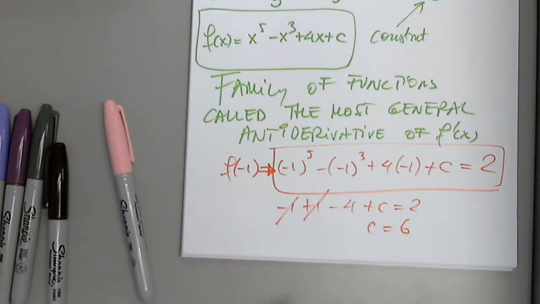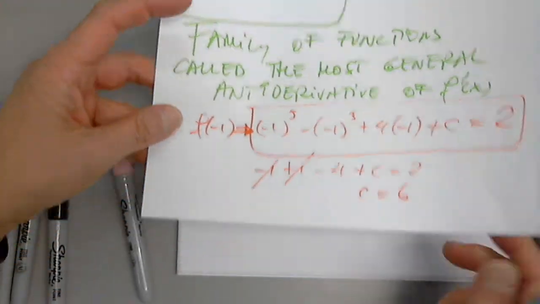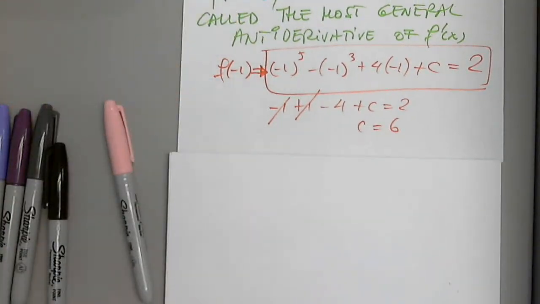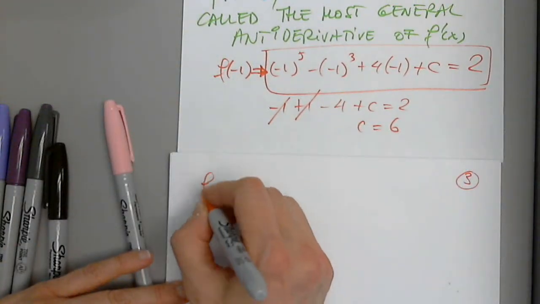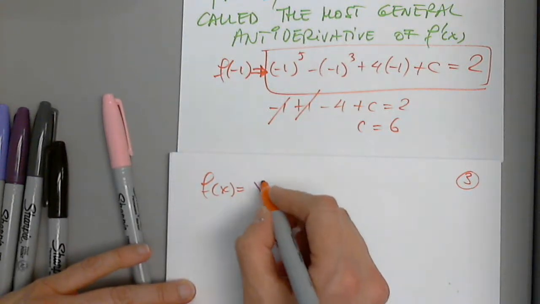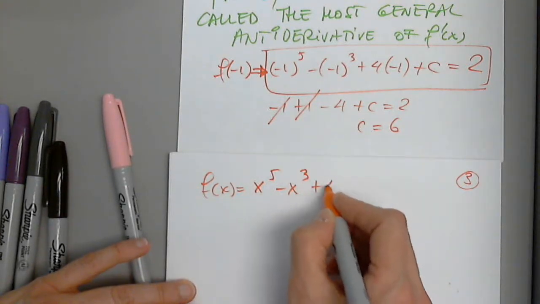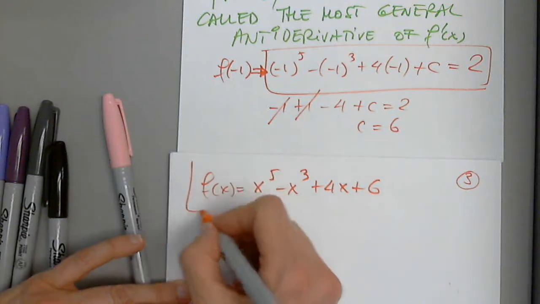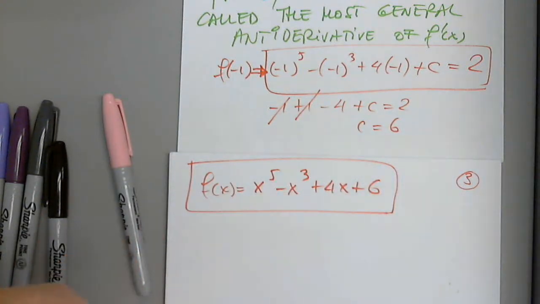So we're asked to find one function. We are going to write that function right now. So f of x equals x to the 5th minus x to the 3rd plus 4x plus 6. This is the only function that fulfills the given conditions, such that f of negative 1 is 2.